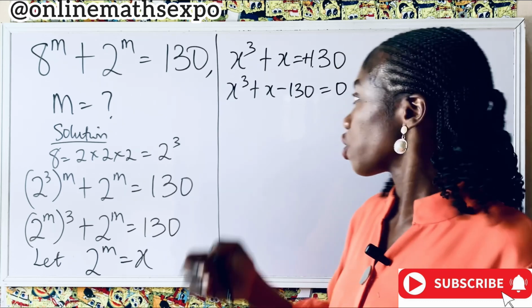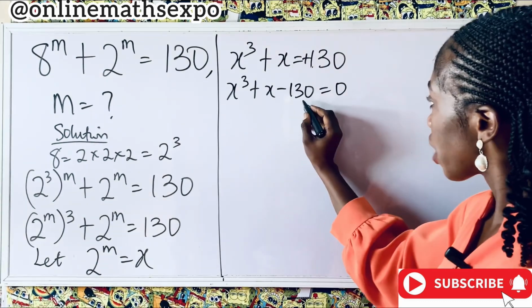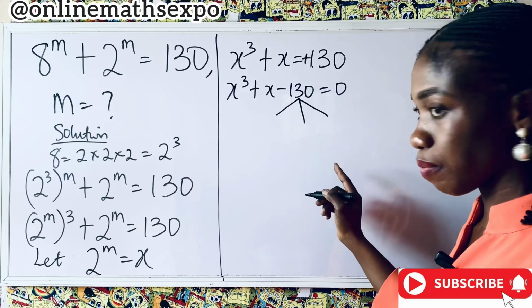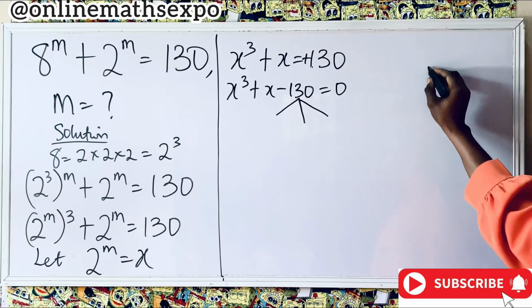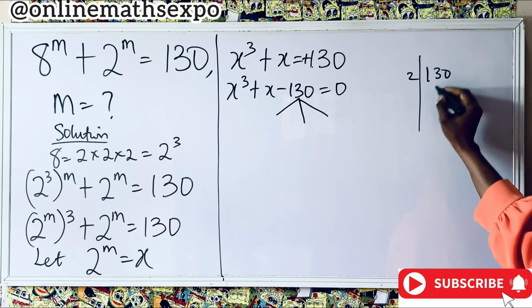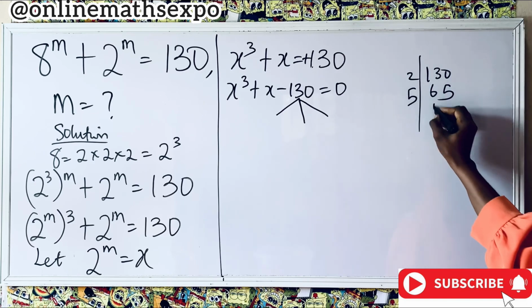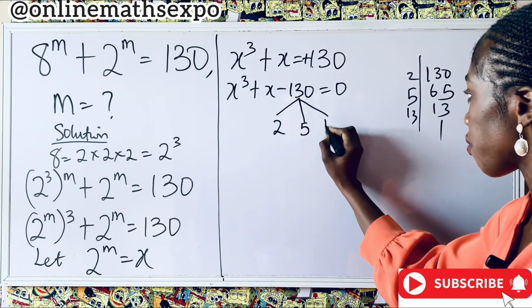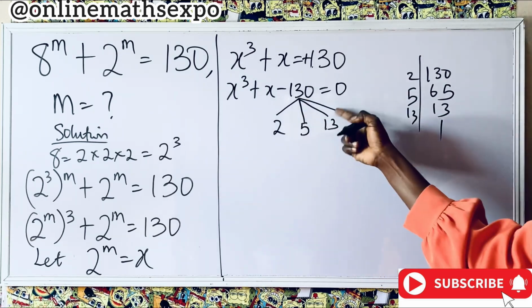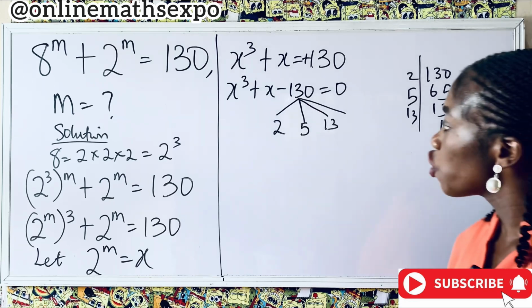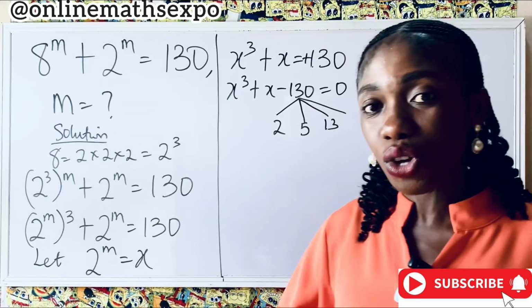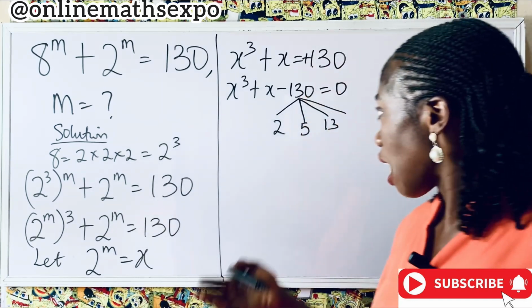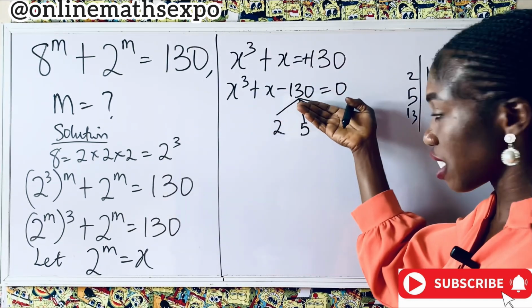But before then, you have to remember that you get the factors from the factors of 130. 130, we can get the factors. 2 here is 65. 5 here is 13. 13 is 1. So we can say that the factors are 2, 5, 13. There are still others you can get, okay? But the one you want to choose, you are using trial and error. Let's get a particular factor that can be suitable for this expression.